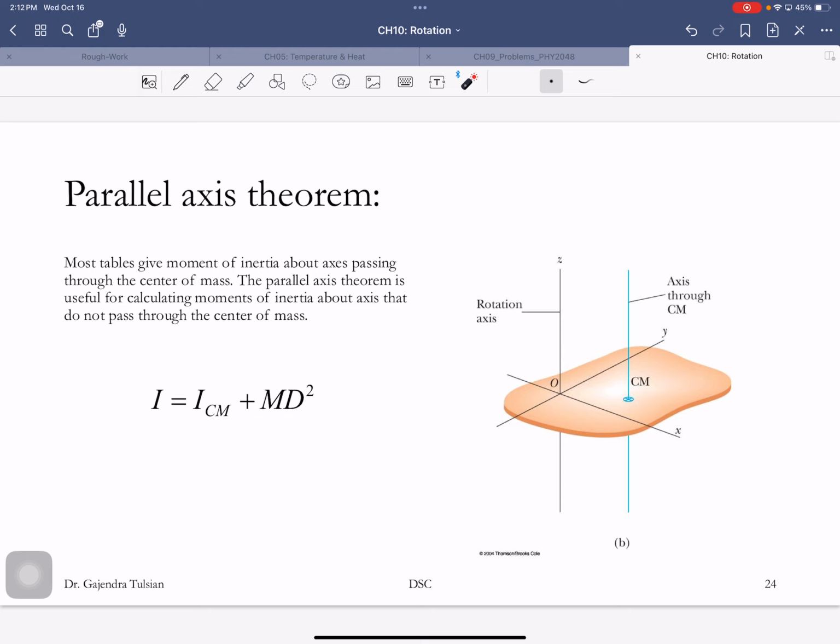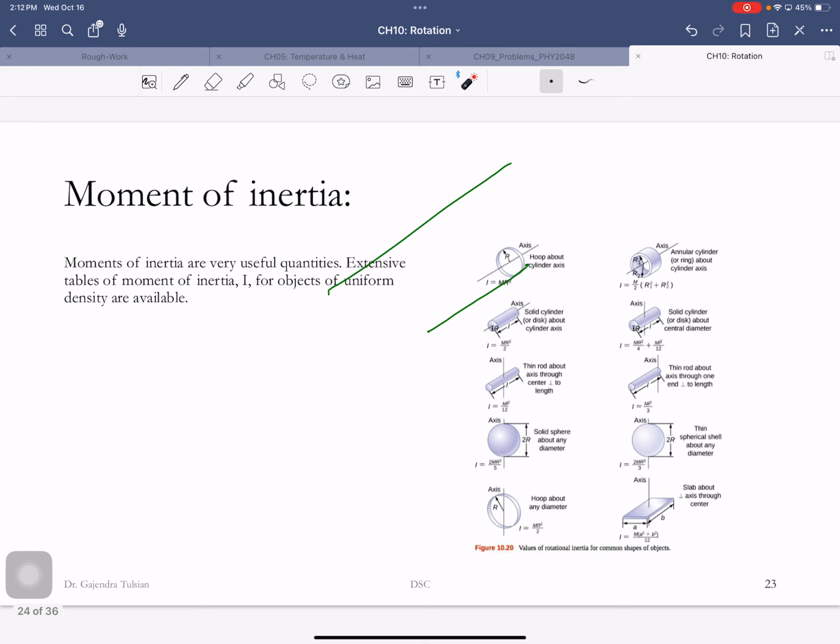All right, so using this theorem, you can calculate the moment of inertia of this object about this axis, but you can't calculate the moment of inertia of this object about that axis. You can only calculate it about a parallel axis. But still, you're one step ahead.